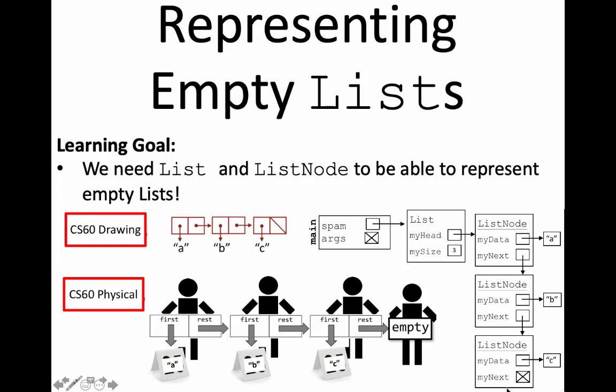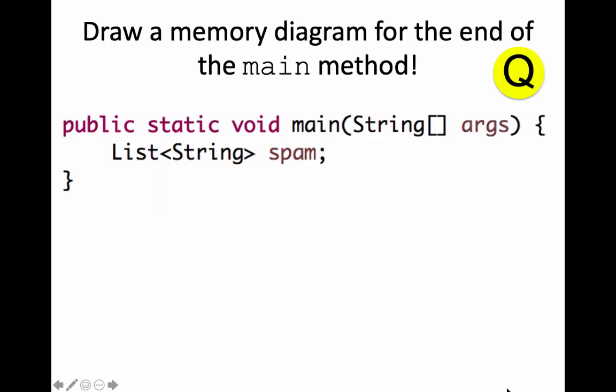Okay, working with the list and ListNode class, we need to be really careful about what we think about as an empty list. So I've got 3 puzzles for you to solve, so get out some scratch paper. My first one is I want you to draw a memory diagram for the end of the main method here. So please pause the video and draw that.